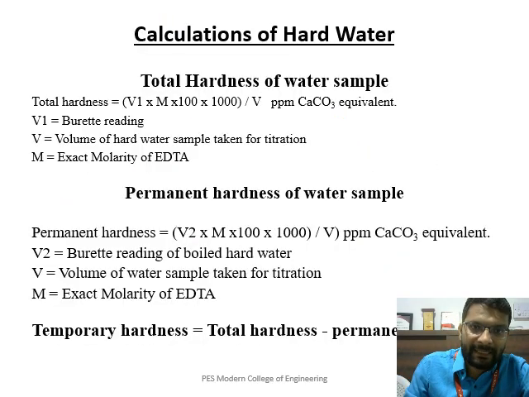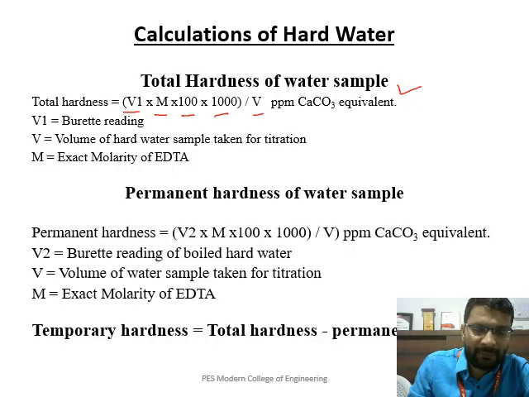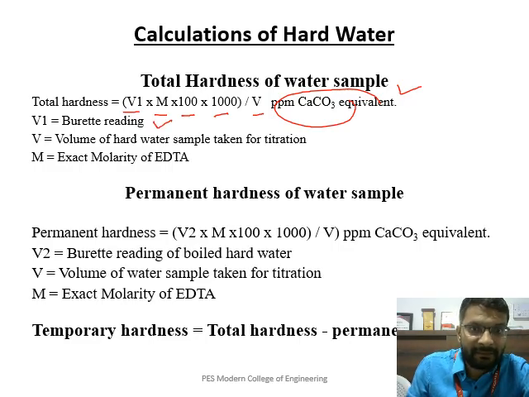The total hardness can be determined using the formula: total hardness equals V1 times M times 100 times 1000 divided by V, as calcium carbonate equivalent, where V1 is the burette reading, V is the volume of the hardness-causing sample taken for titration, and M is the exact molarity of EDTA.